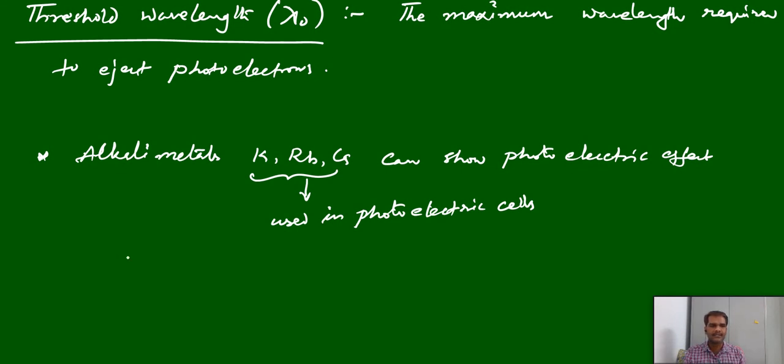Here is the order of ejection of electrons. If we take lithium, lithium has more ionization energy. For this we require more energy to remove the electron. So the photoelectric effect cannot be shown by lithium that easily. Next sodium, next potassium, rubidium and cesium. This is the order of the photoelectric effect.